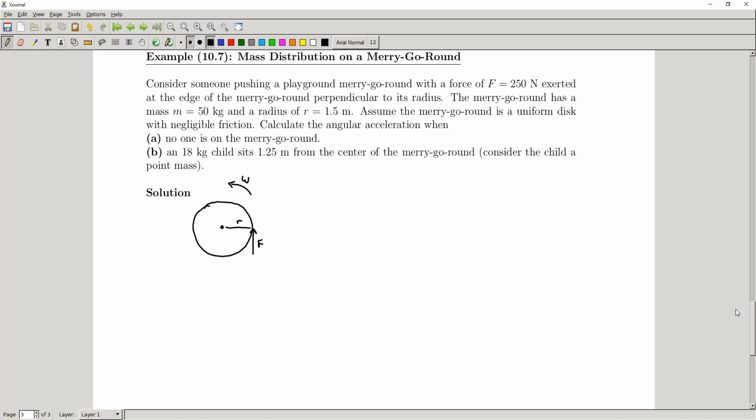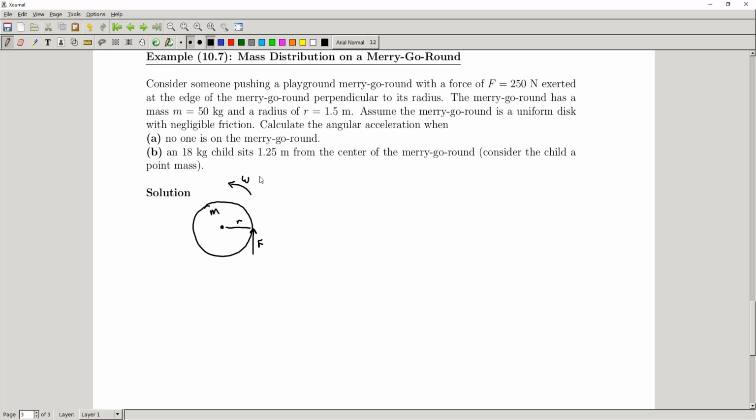Okay, so what do we want to find? We want to find the angular acceleration with nobody on the merry-go-round. So the merry-go-round has a mass, that's the mass m, and we have our radius up there. All of these are defined. We don't have our angular acceleration, and we don't have the angular velocity, but we will find the acceleration. We could obviously then get the angular velocity or whatever.